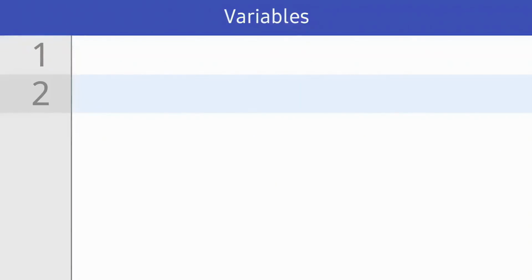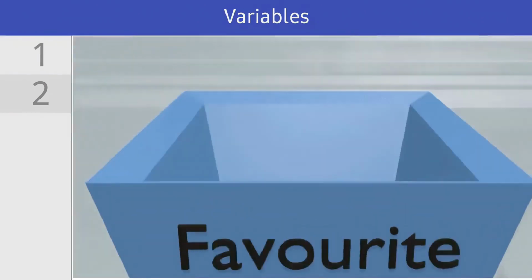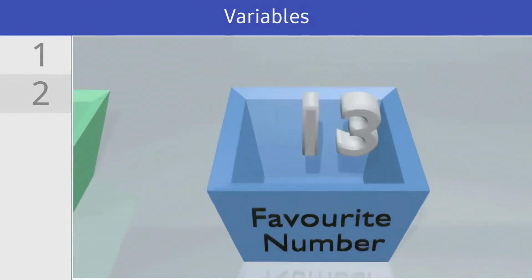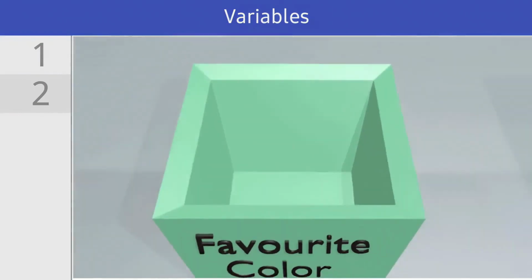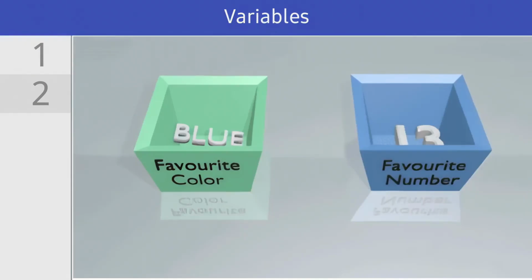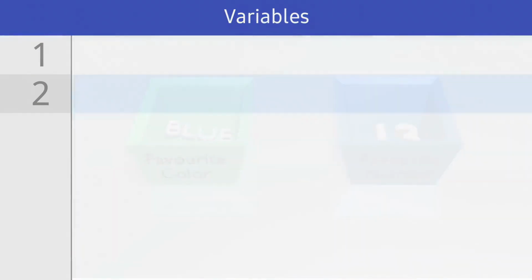All right. So let's talk about Python variables. You can think of a variable as a container that carries some type of value. So the name of the container will be the variable name, and the item we put in the container will be the value of the variable.